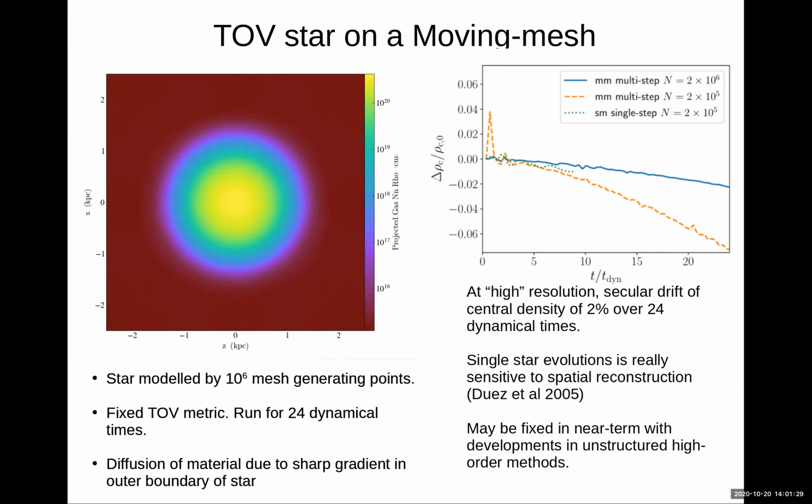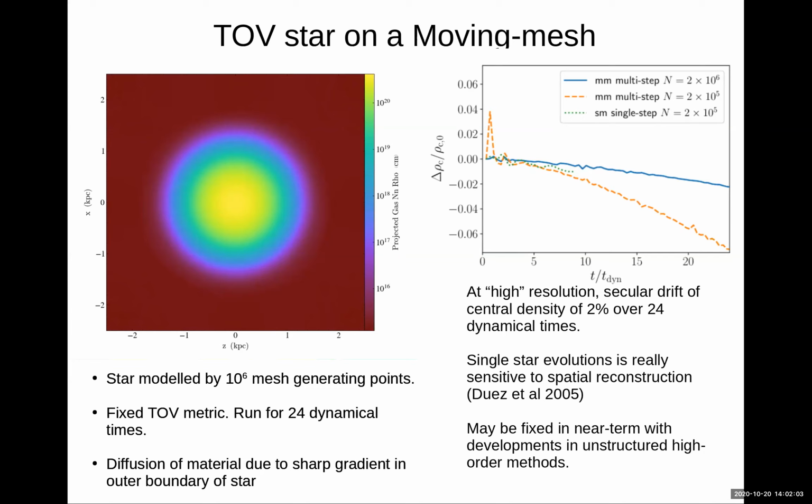And what happens as a function of resolution is shown on the right plot. As a function of resolution, there is a difference in how much the central density drifts as a function of time. Namely, at higher resolution, it drifts less. Now, this is understood, right? And so we get a 2% drift with 1 million particles or so over 24 dynamical times.